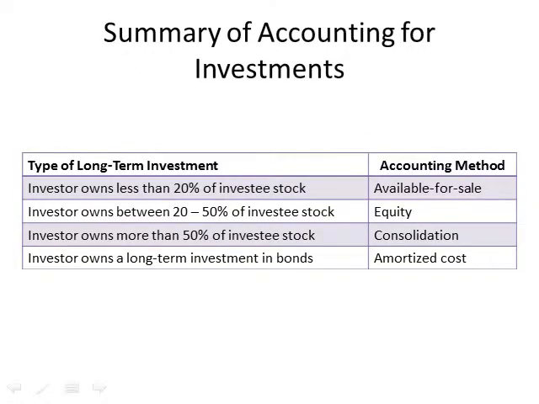And so this table shows the different accounting methods used for long-term investments. And you'll recognize this idea of available for sale. And we'll talk about equity, consolidation, and amortized cost.